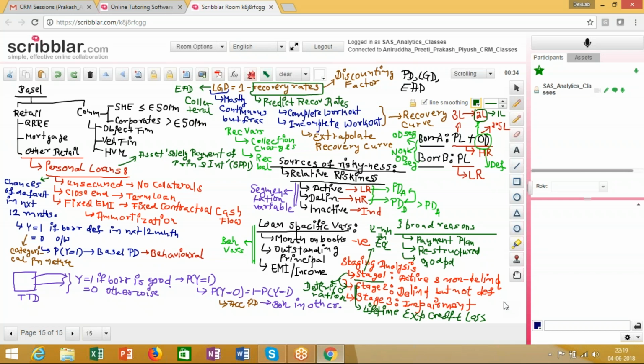Say if I find out the lifetime expected credit loss from an account and I keep aside that money today, there would be a very severe opportunity cost of this. So basically, this is where it becomes.